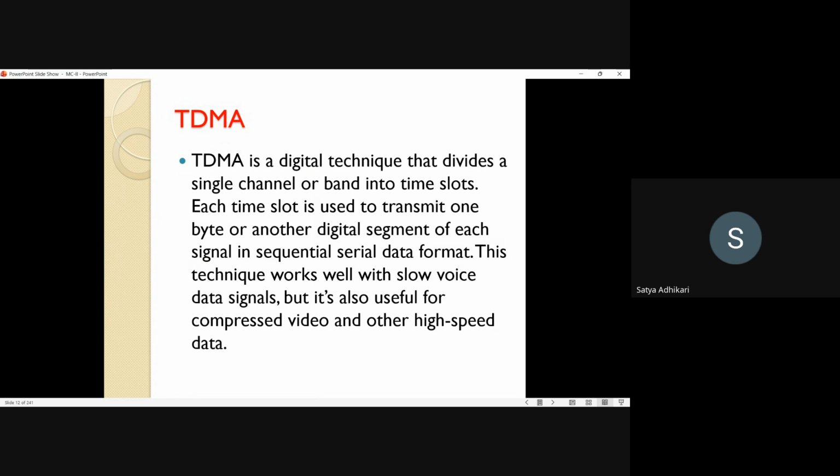The second method is TDMA, time division multiple access. It is a digital technique that divides a single channel or band into time slots. Each time slot is used to transmit one byte or another digital segment of each signal in sequential serial data format. This technique works well with slow voice data signals, but it is also useful for compressed video and other high-speed data. So unlike the previous one, which divides the frequency, this divides a single channel or band into different time slots.